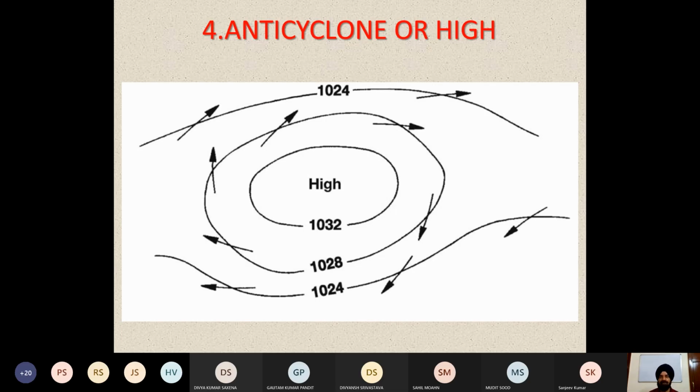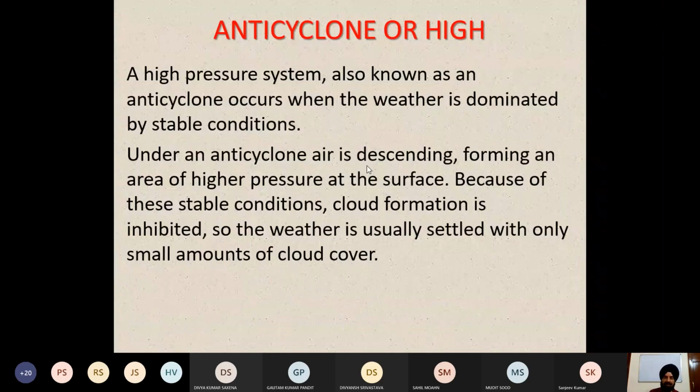So, very basics. I think I'll send you the notes also. It is in the book too. How to calculate, how to see what is the normal direction around high and around low in the northern and southern hemispheres. So anticyclone, high pressure system also known as anticyclone, occurs when the weather is dominated by stable conditions.